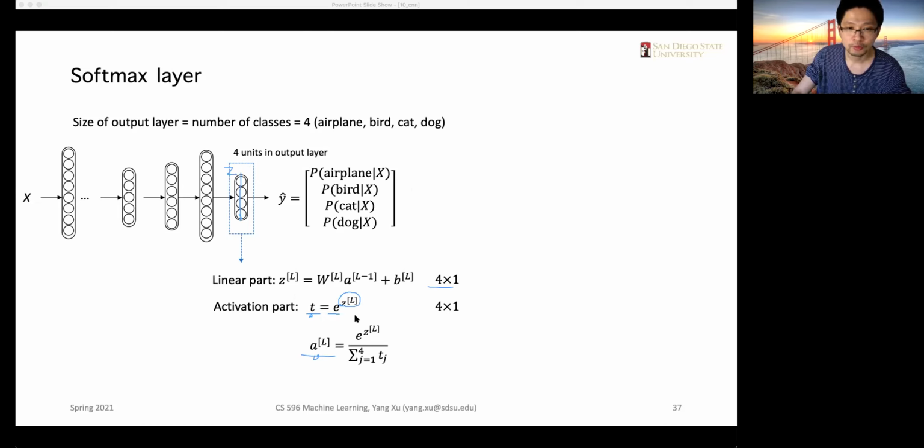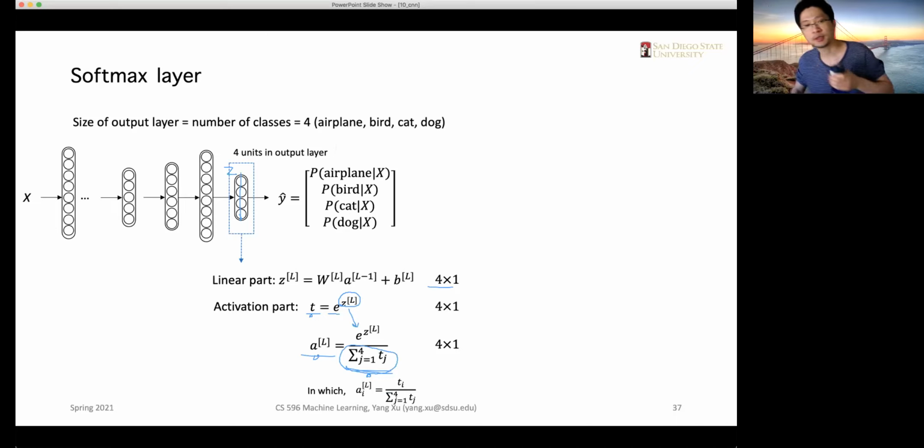AL would be T divided by the summation of all T's. The denominator is for the purpose of normalizing. So AL would be a 4x1 vector, and AL has the property that all the elements in AL add up to 1, so that it represents a valid probability distribution. The probability is normalized to 1, so that they are valid values. All right, so that's AL.